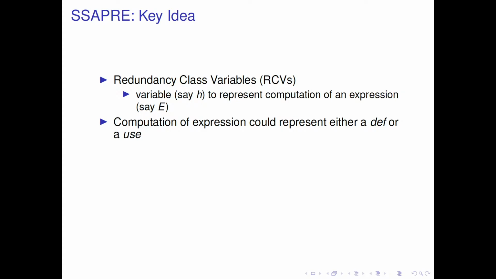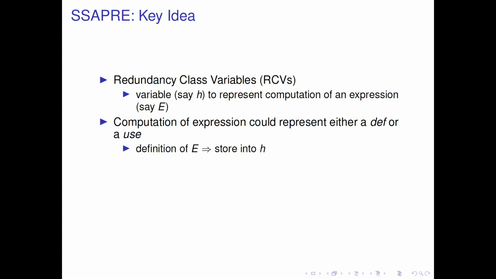You can't. In other words, for redundancy elimination, the first computation is a definition, and any other computation is a use in the same line, in the same path. But just by looking at one point, you cannot tell me whether it is a definition or a use. So that becomes a challenge. Computation of an expression in itself can represent a def or a use. You have to look at context to figure out whether it is a def or a use, or look at the whole path.